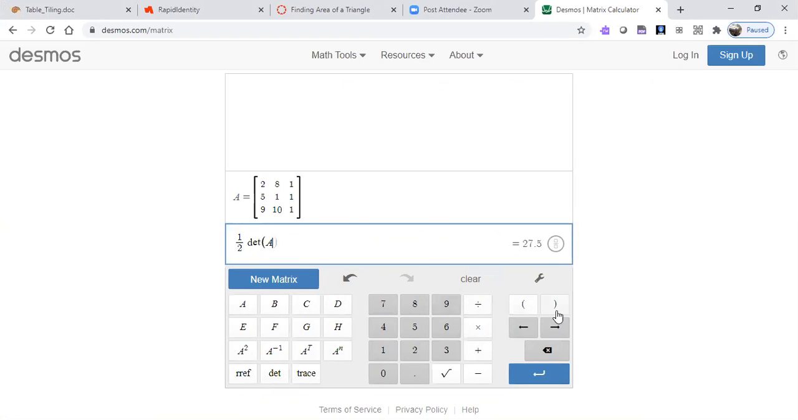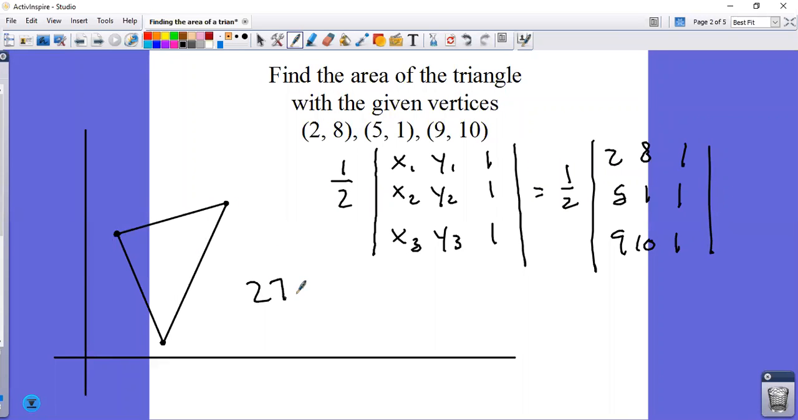Now, the area of that triangle, if we would do all that work, is 27.5 units squared. So this triangle, if we would have done it the other way, we would have got 27.5. And it doesn't say what the measurement is, so you just say U squared for area, for units, whatever. And that's it. So this is a really convenient use of matrices instead of doing all that work.